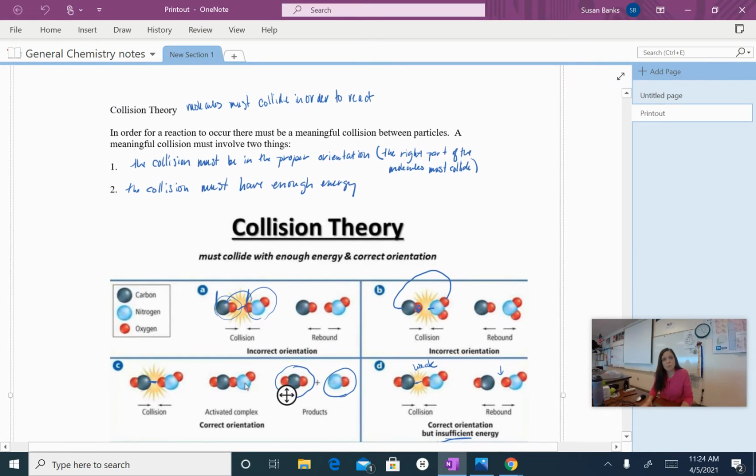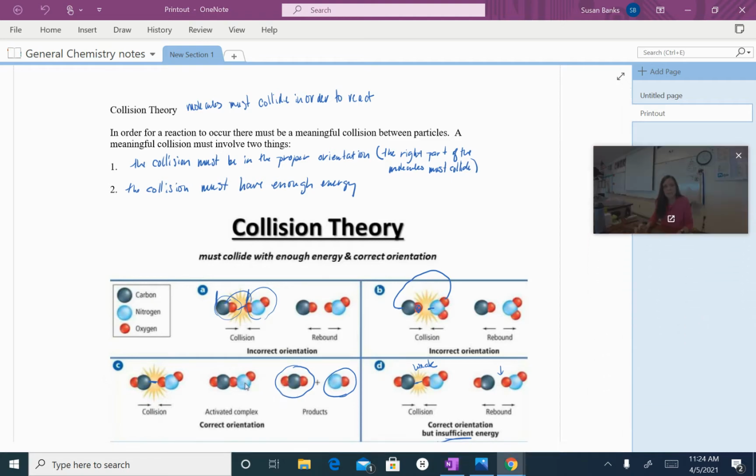We're going to do some more review on collision theory today, and we're going to start looking at energy diagrams and learning how to use those to understand what's happening in a reaction. So I just wanted to review the basic concept of collision theory because it's really important that we understand it so that we understand what it takes to have a reaction happen.